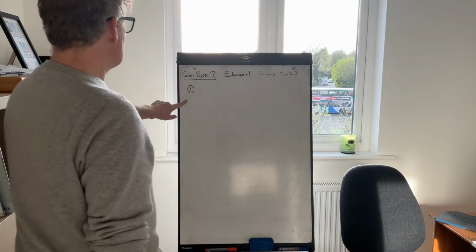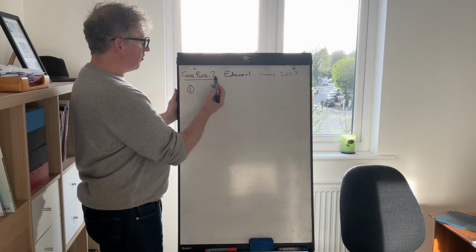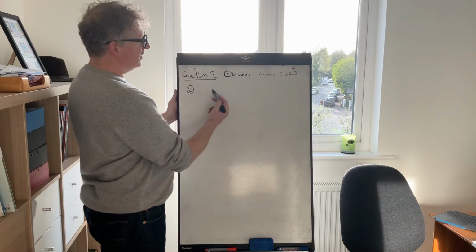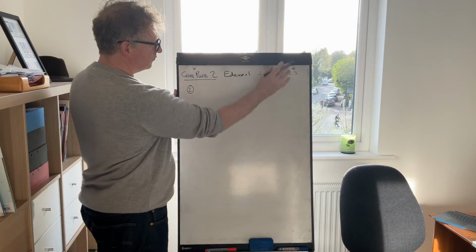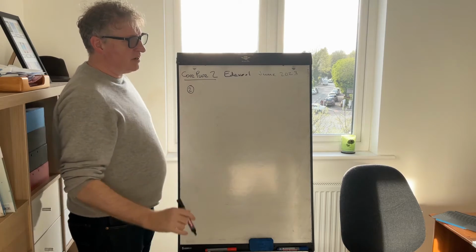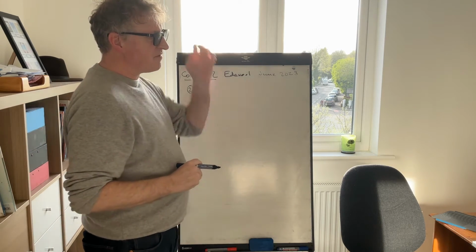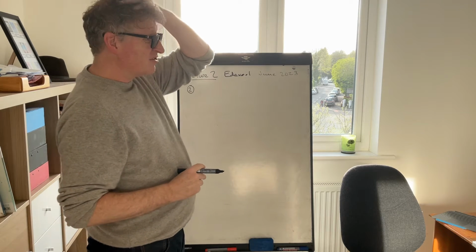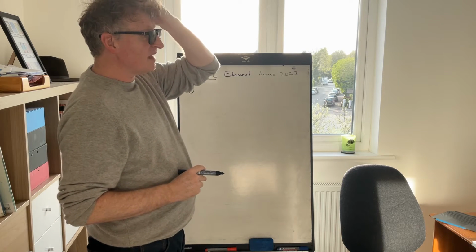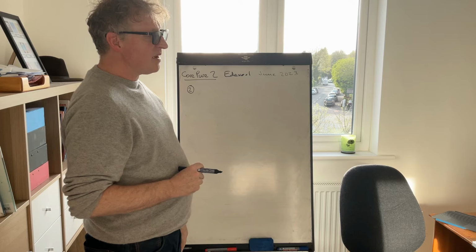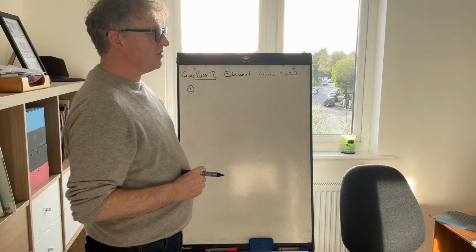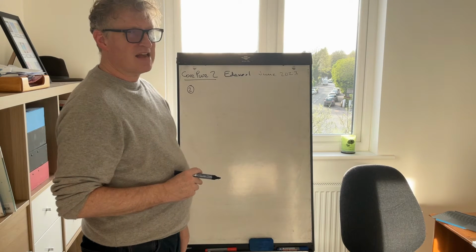So we're going to look at question 2 now on Core Pure 2, Edexcel paper, June 2023. And this is a Maclaurin series question. Really strange, the very first bit of this. They literally say write down the Maclaurin series of e to the x in ascending powers of x up to and including the term in x cubed.